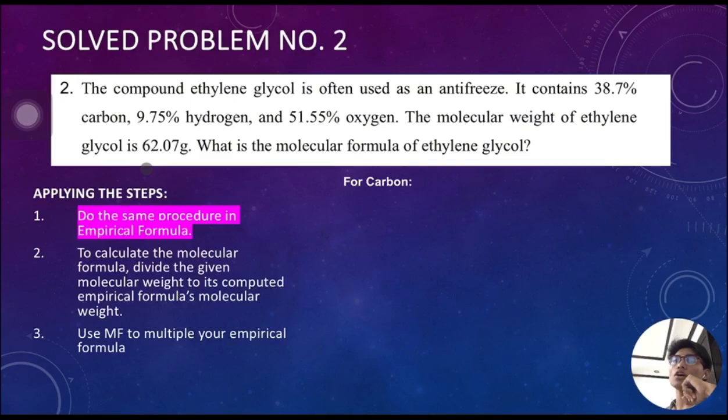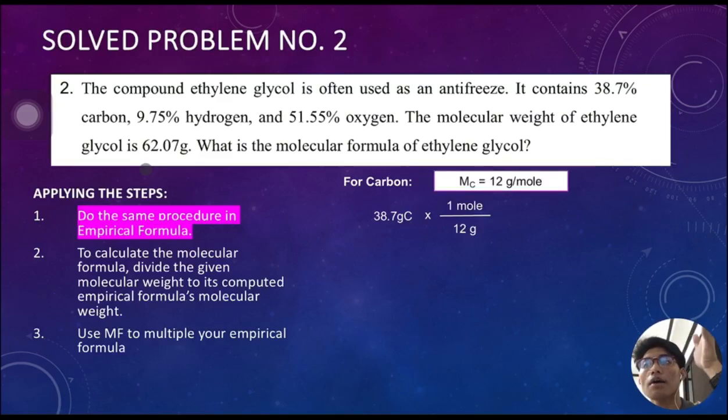To apply the steps of molecular formula is what we are looking for. So we have to do the same procedure as in empirical formula. For carbon, we have 38.7 grams of carbon to be multiplied by 1 mole of carbon is equal to 12 grams. That is the molecular mass or molar mass. Okay. The grams cancel, and we have to simplify. So we have 3.23 moles of carbon.